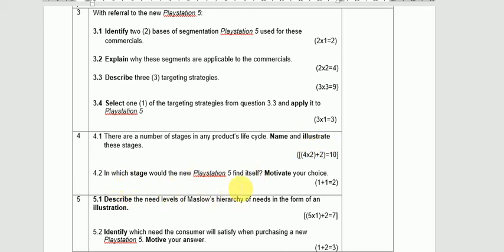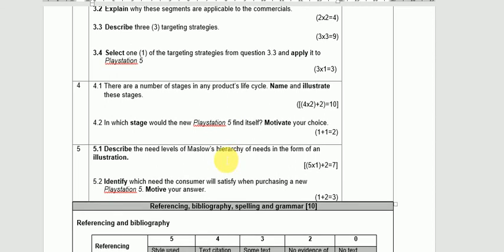4.2. In which stage do you think the new PlayStation 5 finds itself? You're going to identify which of these 4 stages you think they are in with the product, with the PlayStation 5 as a product, and you're going to motivate why you've chosen that stage. Straightforward again.